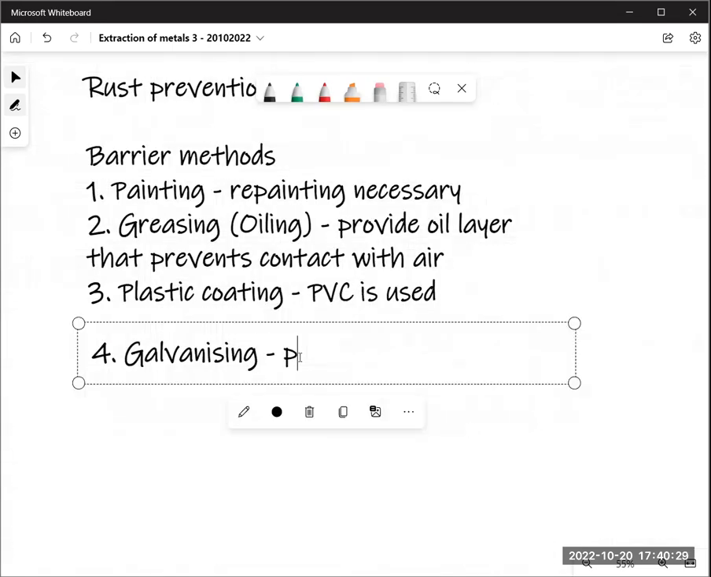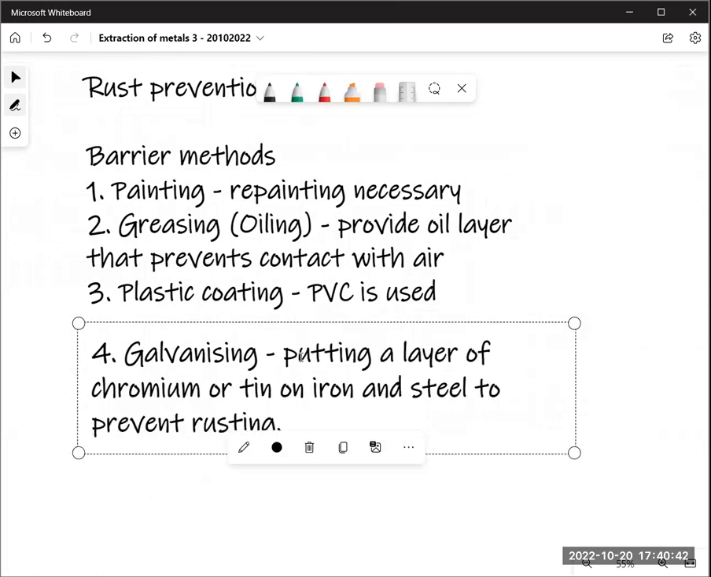Putting a layer of chromium or tin on iron and steel to prevent rusting due to formation of oxide layer.